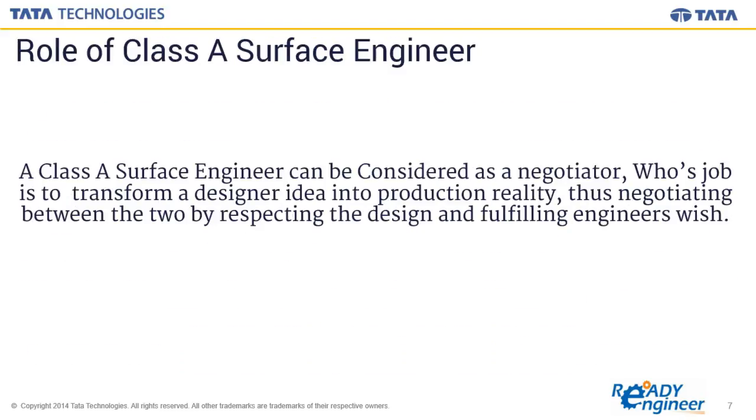Now, what is the role of a class A surface engineer? A class A surface engineer is more like a negotiator. He has to respect and transform a designer's idea into a production reality. He has to negotiate between what the designer wants and what engineering requires. So it's always a conflict between the two, because the designer always wants something very different, very out of the world, which engineering generally hasn't seen, or they have certain constraints on it. A class A surface engineer is a kind of negotiator between the two.